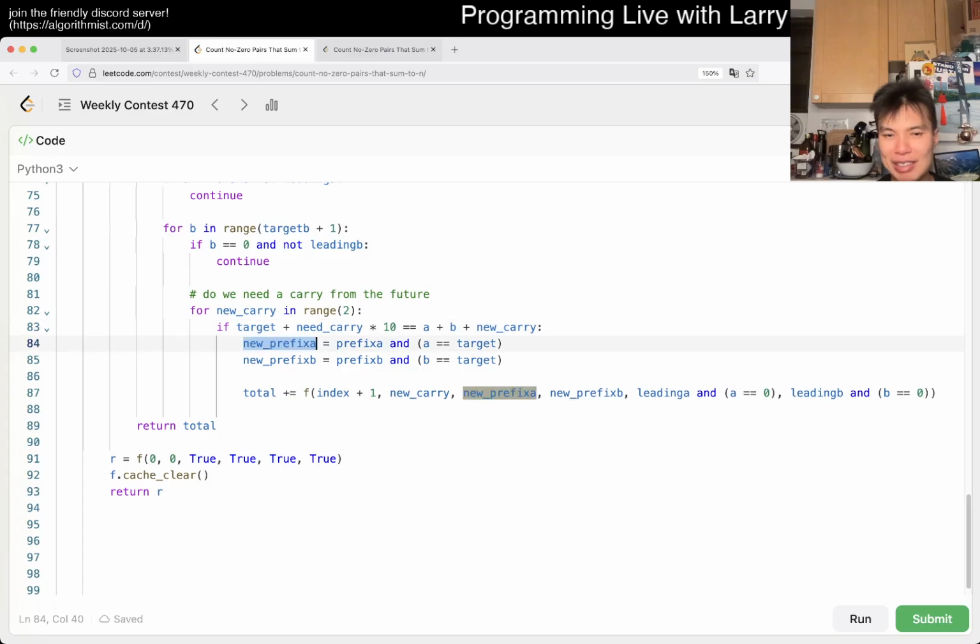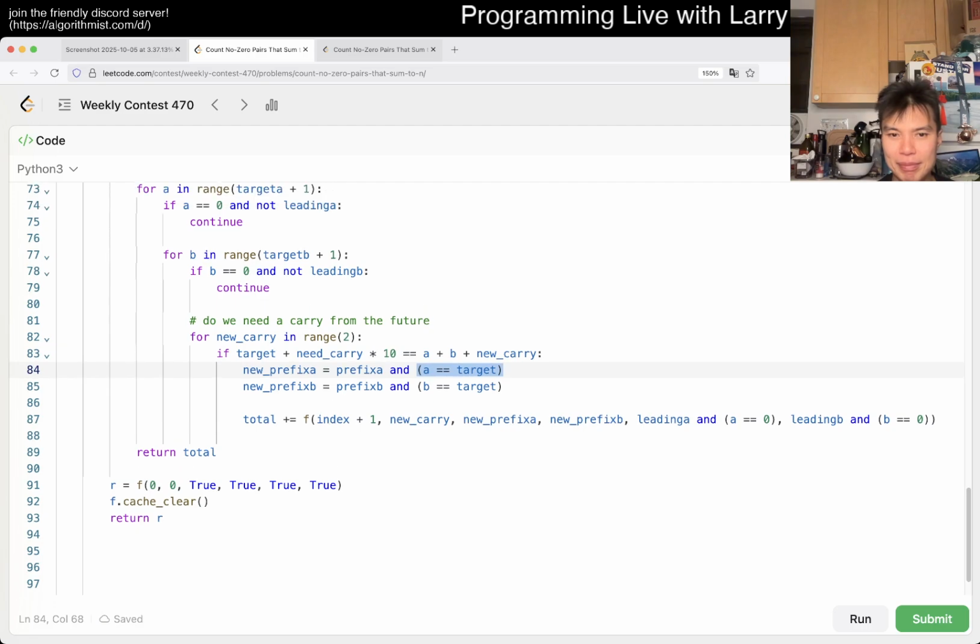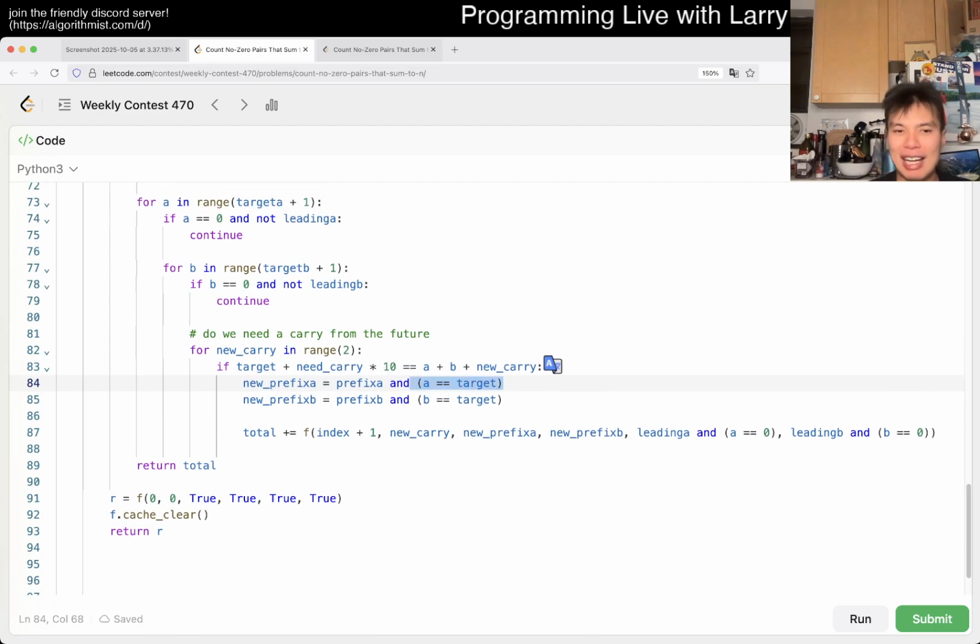We update the prefix. Again, if the prefix still matches, then we still need to keep matching. That's basically what this does for A, and the same thing for B. And yeah, so this is the recursion. We go index plus 1, the next digit, the new carry, the new prefixes, which we just talked about. And then now whether there's still a leading 0. If it's still a 0, then it just keeps going. If it's not, then this just becomes false now, right? And that's it. That's what the leading 0 does.